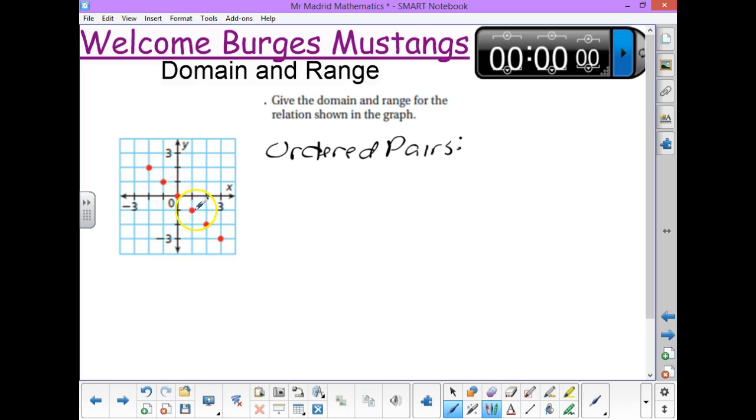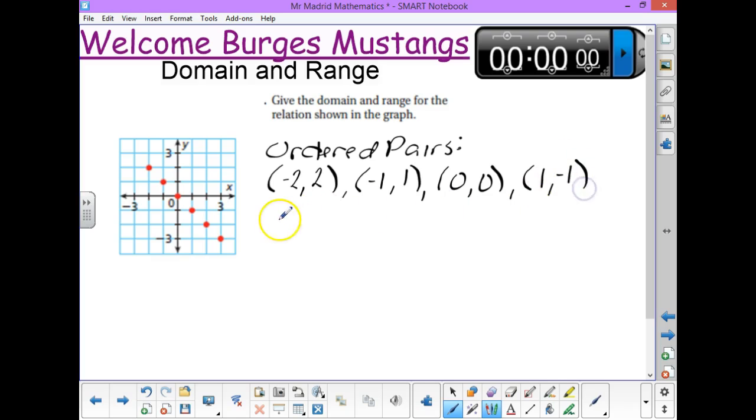So if I look at these points, let's go and start jotting them down. This is negative 2, 2. Negative 1, 1. 0, 0. 1, negative 1. 2, negative 2. And 3, negative 3.